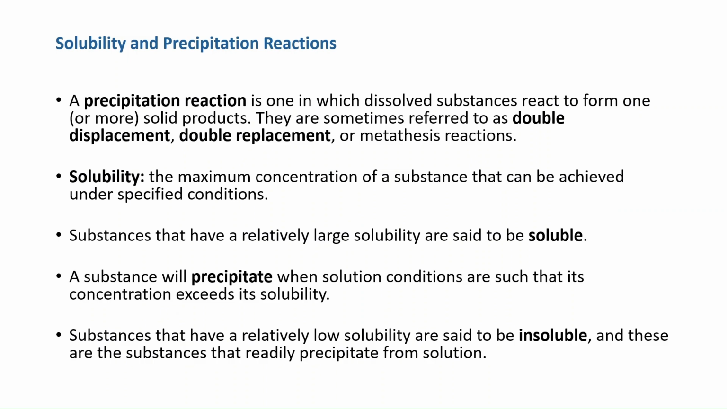A precipitation reaction is one in which you have two dissolved substances that react, and one of the products at least is solid. It does not dissolve. Okay? Some people refer to that as double displacement, replacement, whatever. Solubility tells you how much of a particular solute you can dissolve under certain conditions. Of course, if you exceed the solubility, it won't dissolve.